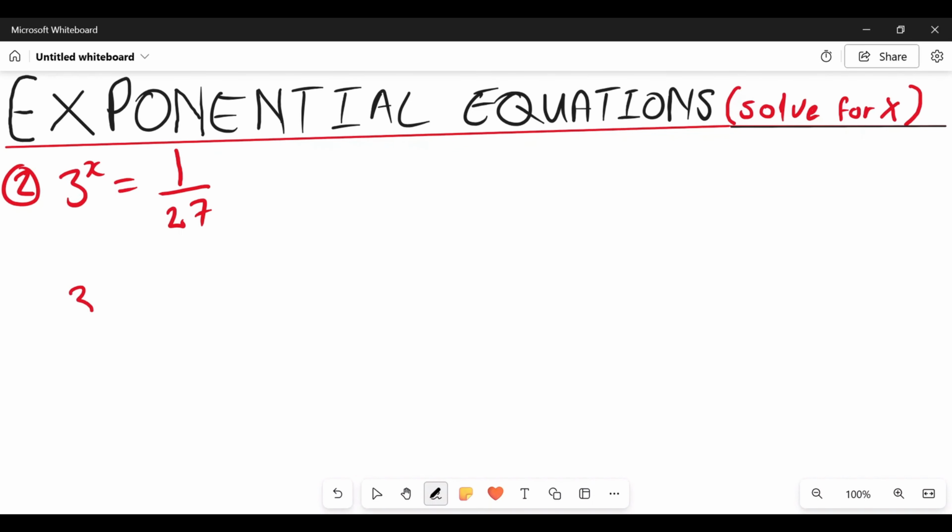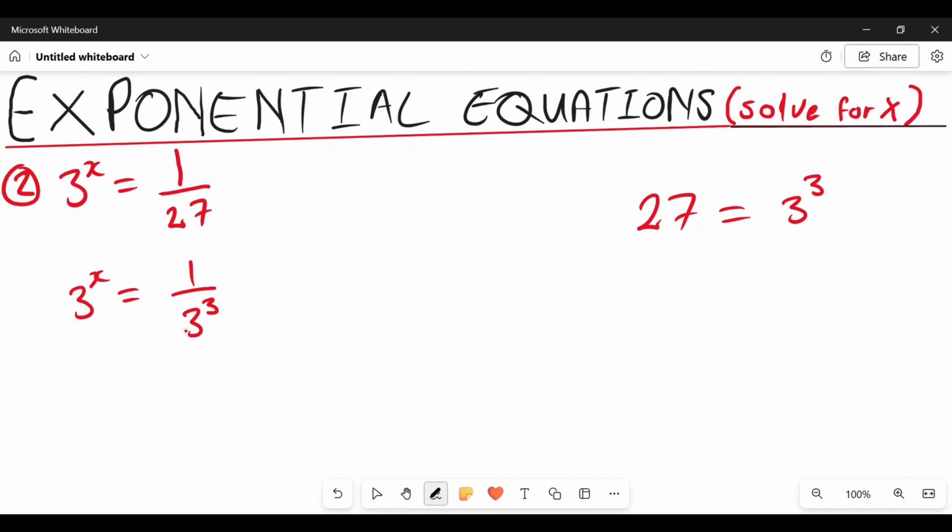So we have 3 to the power of x equals 1 over. Now we know that 27 is the same as 3 to the power of 3. Remember, you can use the method on the calculator. When you insert 27, you press shift, then you press the button effect. That will give you 3 to the power of 3. Right, so we can write it as 3 to the power of 3.